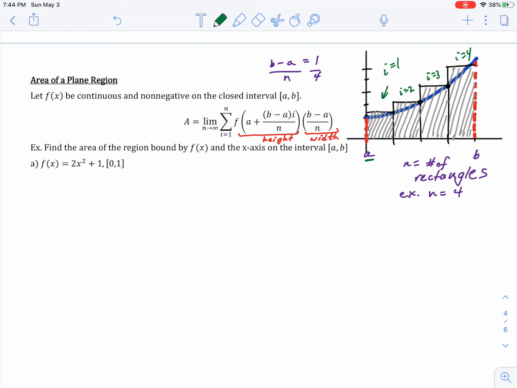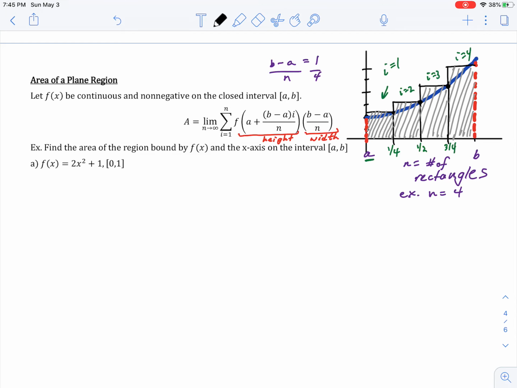Well, if that's the case, then f of a plus 1/4 i, so we're starting out at a, plus 1/4 i. The output at 1/4 would give us the height of that rectangle. The output at 1/2, and this is all just going back to the previous problem that we did, gives us the height of the second rectangle, and so on. This is just a way of determining the height of each given rectangle. So hopefully that makes a little bit more sense as to what's going on in this formula, but remember, we're just doing the same thing that we've done, but now we're going to take the limit of the summation.